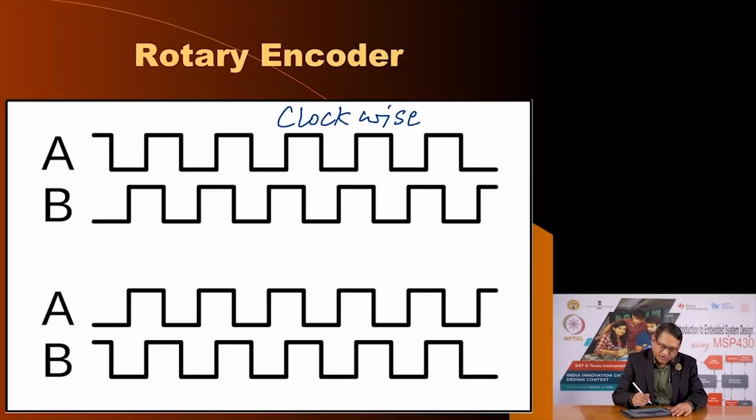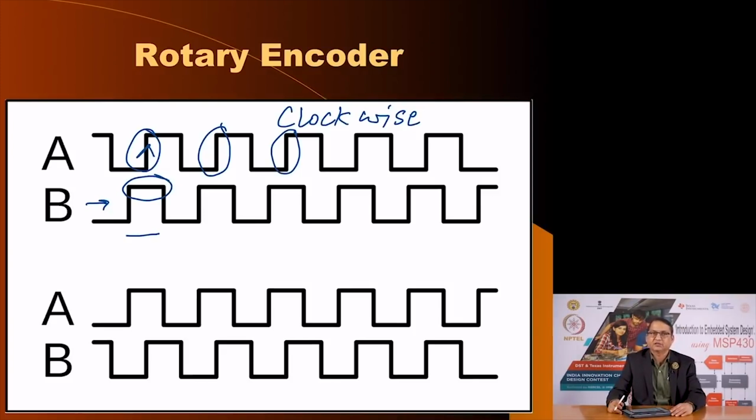As you see, if you consider the reference to be B, that means during the time that B is high, A is going from 0 to 1. So, by measuring the relative phase of A and B, you can know that the rotary encoder is being moved in the clockwise direction. How many times, what angle it has moved, each pulse. So, each of these pulses, each of these edges indicates that it has moved about 20 degrees, 25 degrees as is the case in this 4-bit encoder.